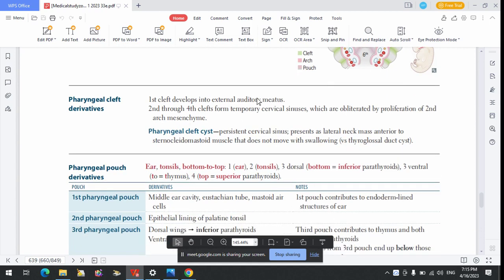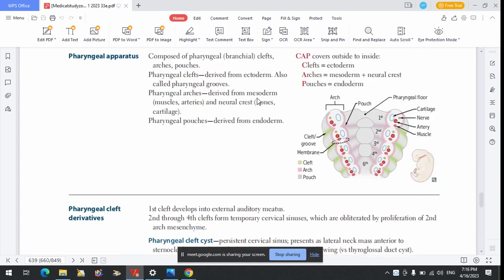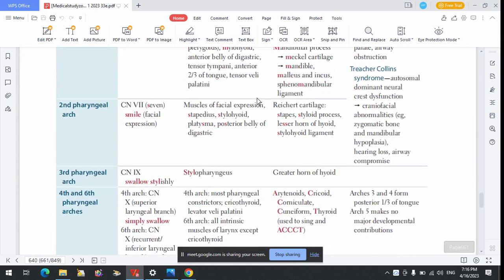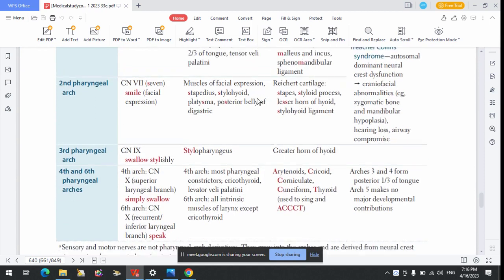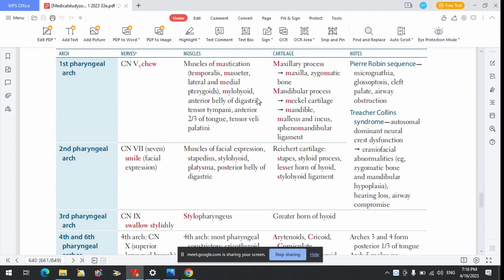So I think we stopped at the second pharyngeal arch. So just to recap the first pharyngeal arch, the nerve that supplies it is the mandibular nerve. And what are the muscles derived from the first pharyngeal arch? The muscles of mastication, which include the temporalis, the masseter, and the lateral and medial pterygoids.